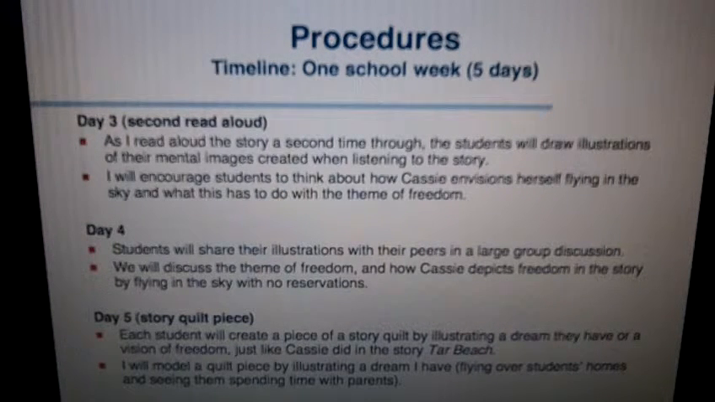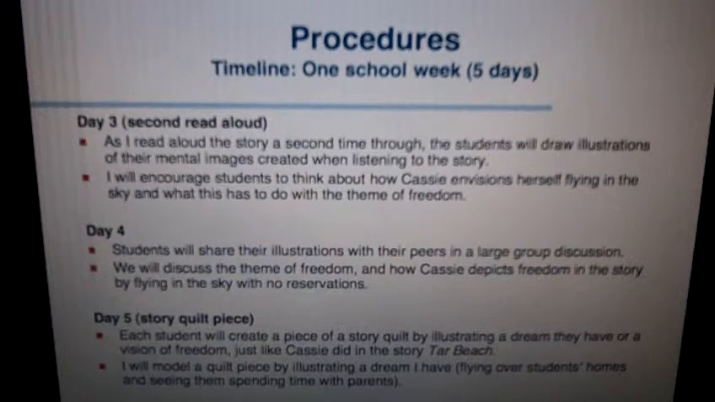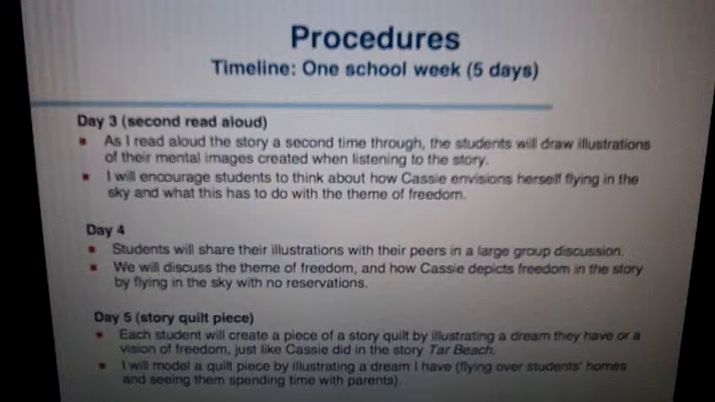On day 5, we will extend this lesson, and each student will create a piece of a story quilt by illustrating a dream they have or a vision of freedom they have, just like Cassie did in the story Tar Beach. I will model a quilt piece by illustrating a dream that I have, which would be flying over the homes of the students in my classroom and seeing them spending quality time with their family.